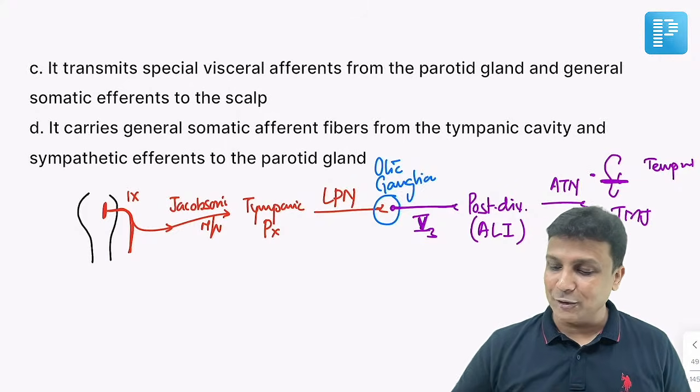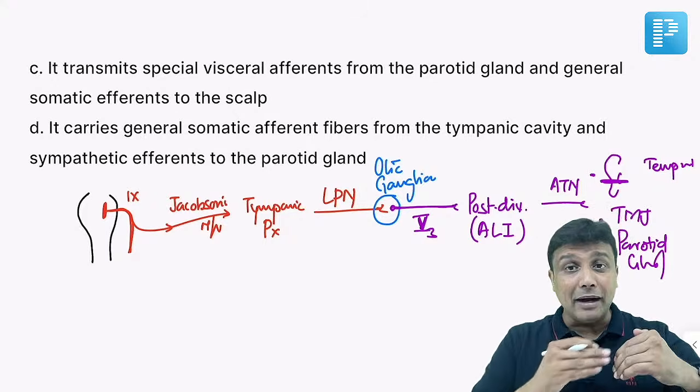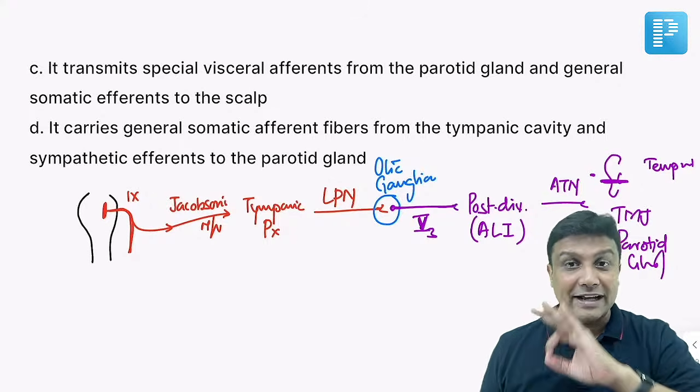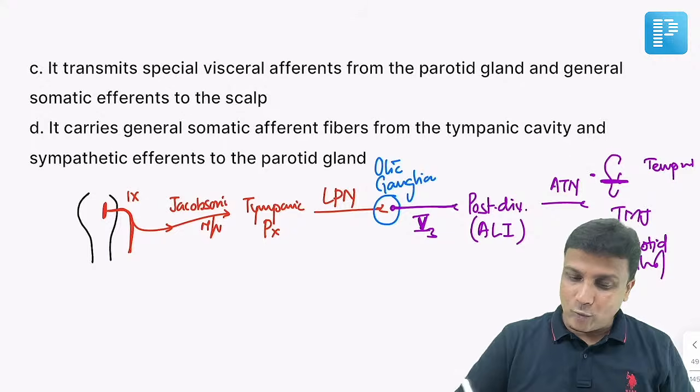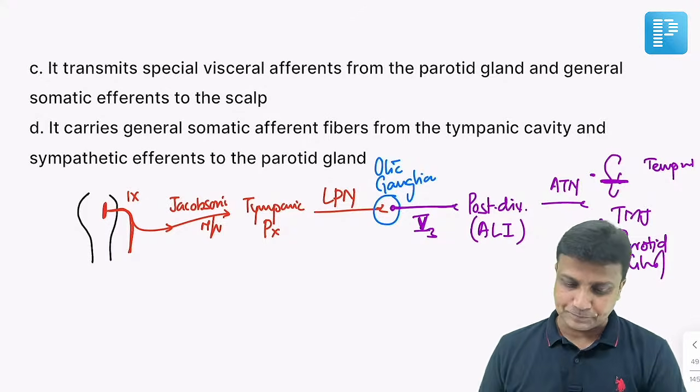It is also supplying the parotid gland. That is the entire pathway, the secretomotor pathway of the parotid gland. And now what they're saying here, which nerve is gone? ATN is gone. Auriculotemporal nerve is gone.